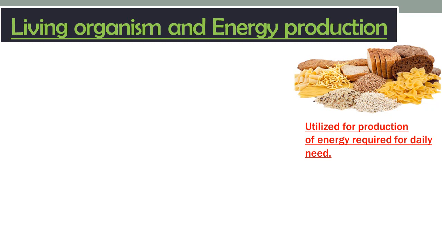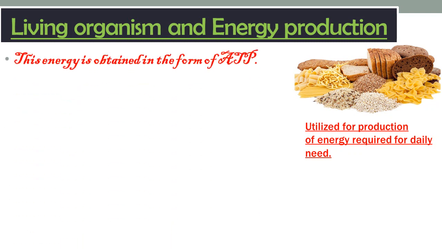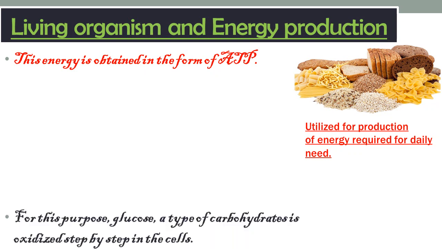Now the next part. The carbohydrates of the food that we consume every day are mainly utilized for production of the energy required for our daily needs. We perform different functions in our daily life, externally and internally, and to perform all these functions we need energy. This energy is obtained in our body cells in the form of ATP. ATP is an energy-rich molecule which is released during cellular respiration, and the full form of ATP is adenosine triphosphate.